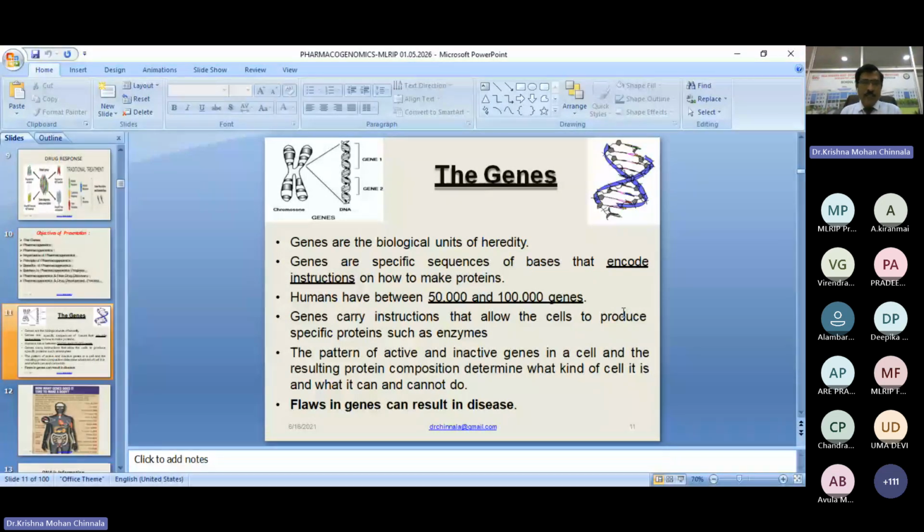Any flaw in genes can result in a disease. Normal physiology, pathophysiology, then pharmacology, then clinical pharmacy. This is a sequence we have to think about for the treatment and everything.